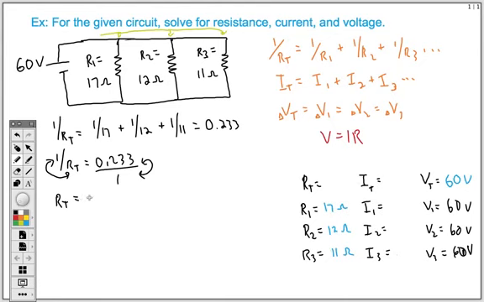So this looks something like this. Total resistance is equal to 1 divided by 0.233. When you go ahead and plug this in, then we actually get our total resistance, which comes out to be 4.29 ohms. So that's an easy mistake that you can make if you forget to reciprocate your fractions there. So total resistance ends up being 4.29.